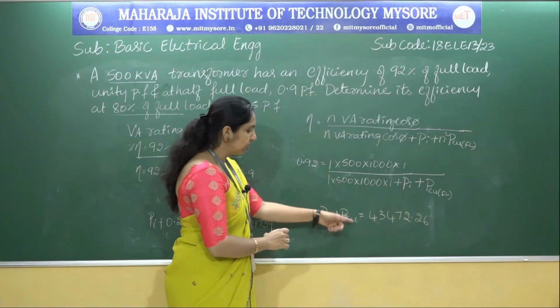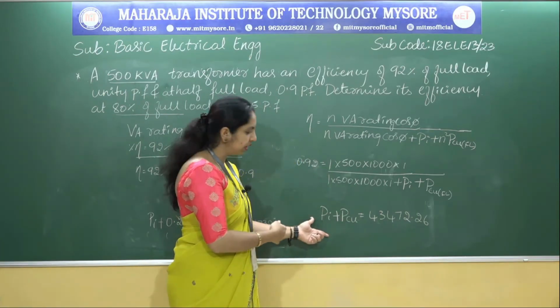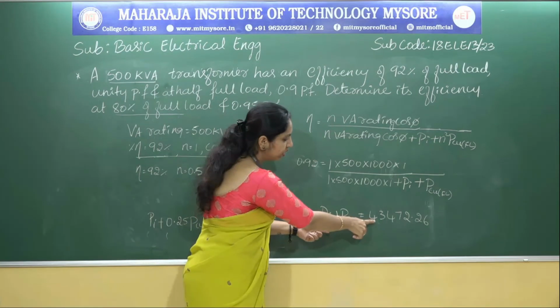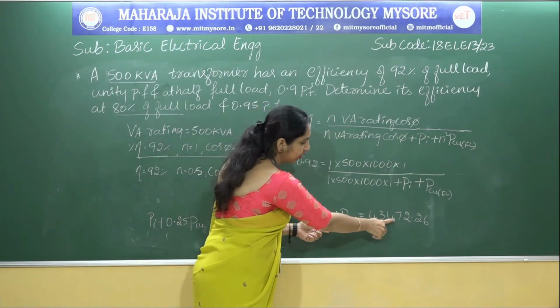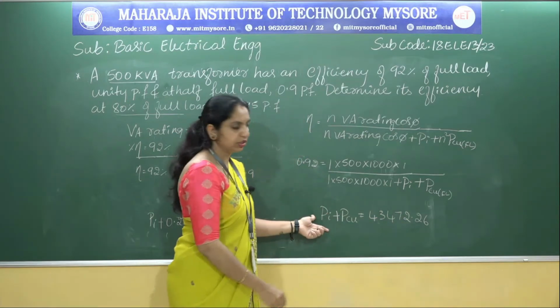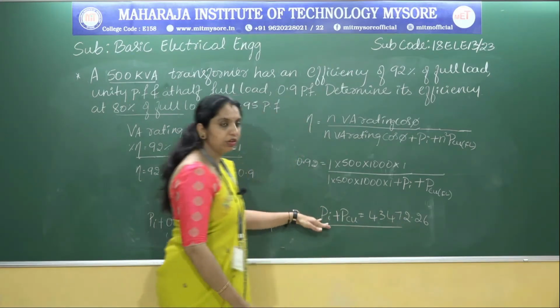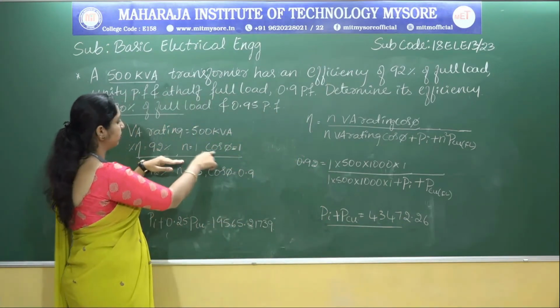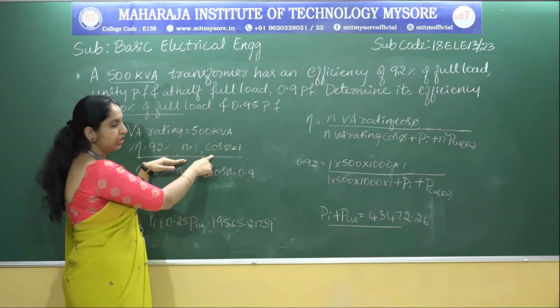PCU. So here, considering the unknown values on the left hand side, Pi plus PCU is equal to 43,472.26. Right. So this is only for the first case I am talking about, considering only the first case values.